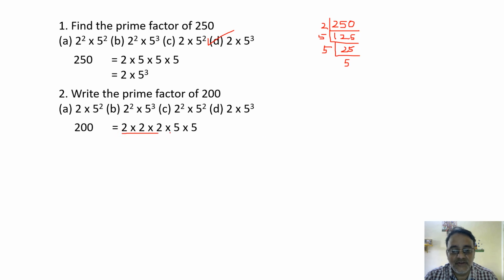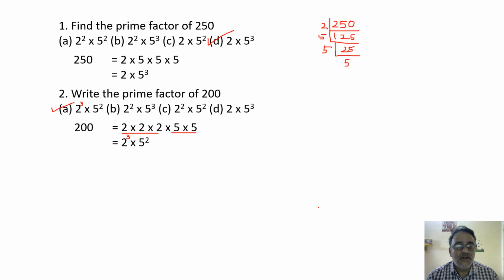2 to the power 3 into 25, sorry. So 5 square is here and 2 cube is not there. One minute, let's correct this. I am correcting option A, 2 cube, right? And the correct answer is A. This is clear? One small correction I did. So 2 cube into 5 square.